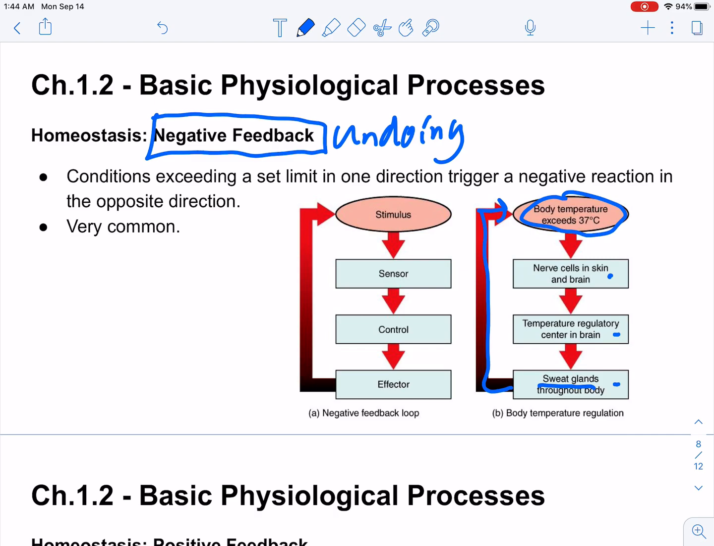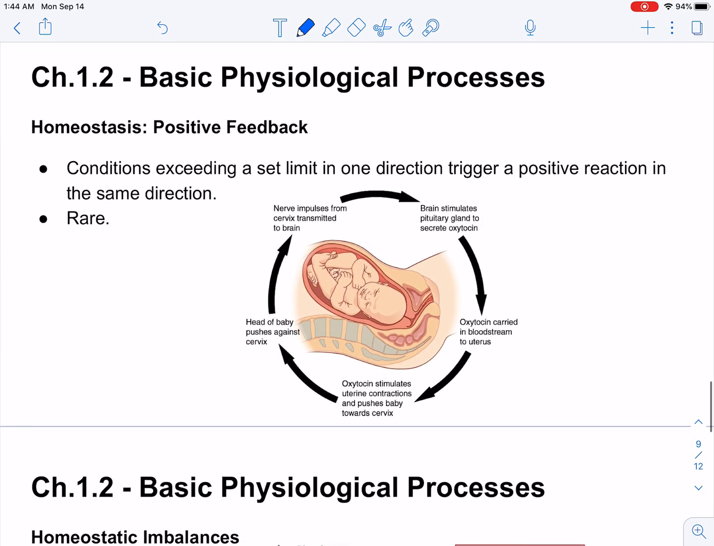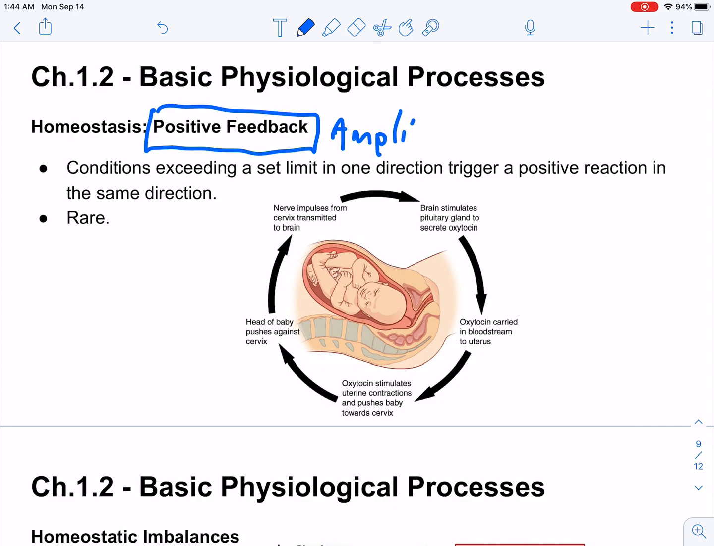There are numerous examples of negative feedback that you can look at. Look at how your heart rate increases or decreases as you exercise. Look at how blood sugar drops and then you have a hunger response. Those are all examples of negative feedback. There are a few rare examples of positive feedback. Think of this as amplifying, right? If negative feedback is undoing and bringing us back to normal, positive feedback is amplifying, moving way away from the normal state. This is very rare.